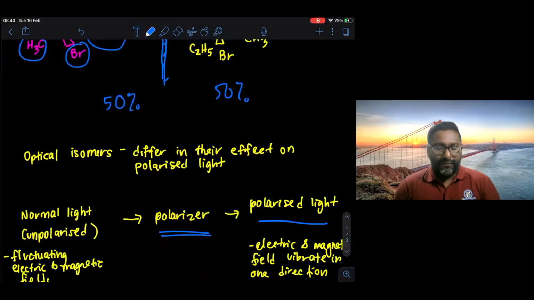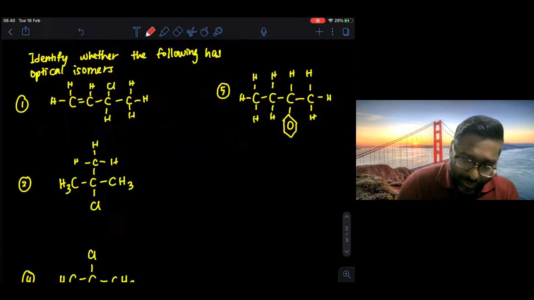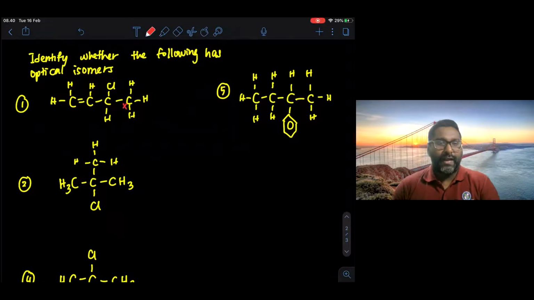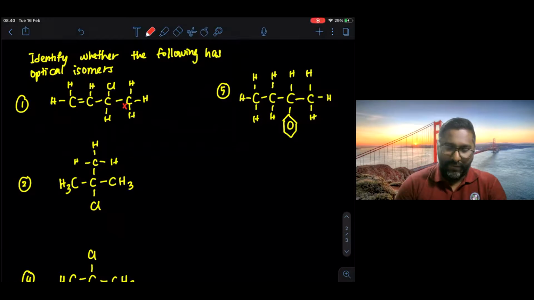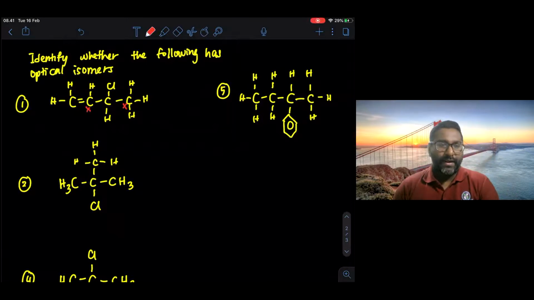Now, if we want to identify whether the following has optical isomer, the important thing is to identify whether they have a chiral center. So let's look at the chiral center, or the chiral carbon. If I use the red pen over here, this carbon is not a chiral center, attached to 3 hydrogen groups. In order to have the chiral center, they must have 4 bonds. There is a double bond there, cannot. And this carbon also, there is a double bond directly attached over there, cannot. You need 4 different groups.